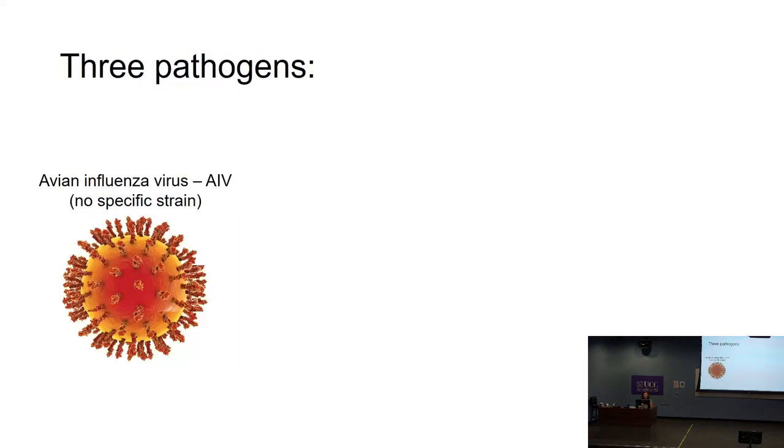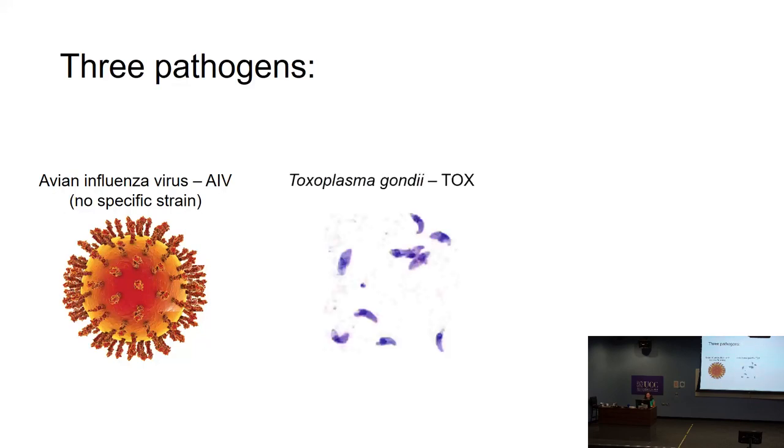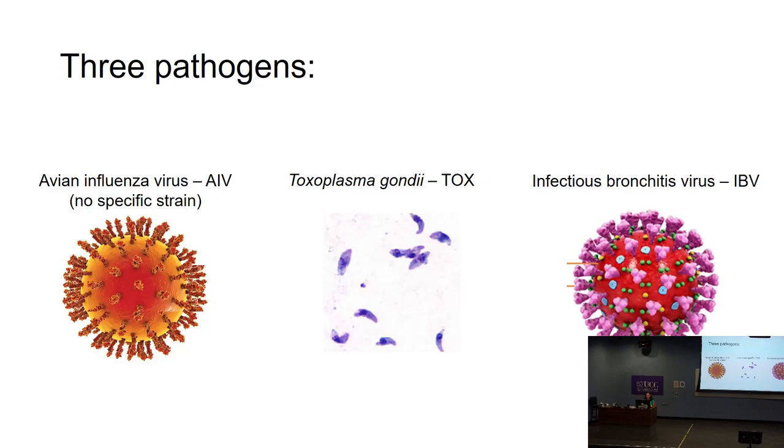And we looked at three pathogens. So we looked at avian influenza, and don't get too excited, this isn't highly pathogenic. It's no specific strain of avian influenza, so I can't speak directly to the highly pathogenic strain. We also looked at Toxoplasma gondii, which I'll abbreviate as TOX, and infectious bronchitis virus, which we're interested in because it's a gamma coronavirus, so it's in the coronavirus family, but not one of the genera of coronaviruses that is transmissible to humans, but is transmissible to livestock, such as chickens.